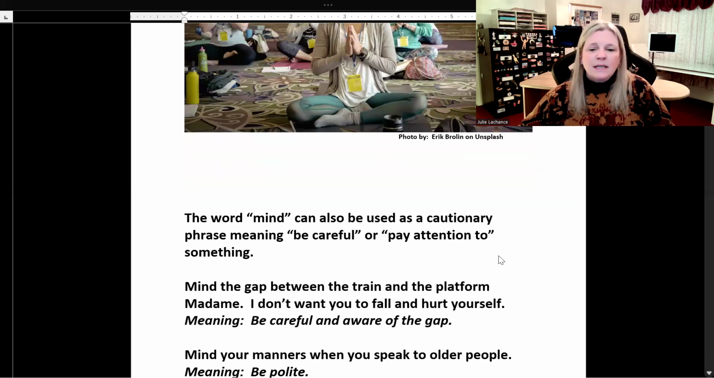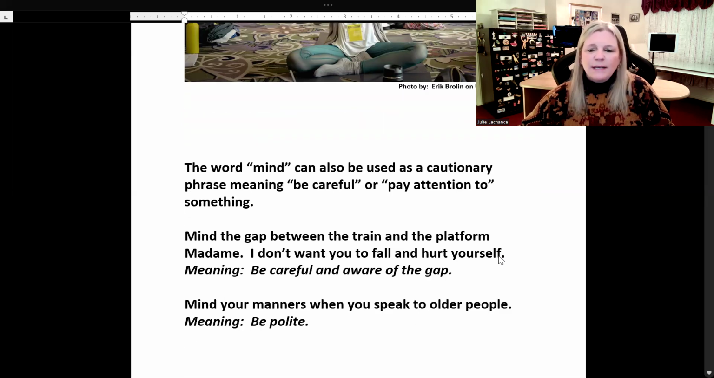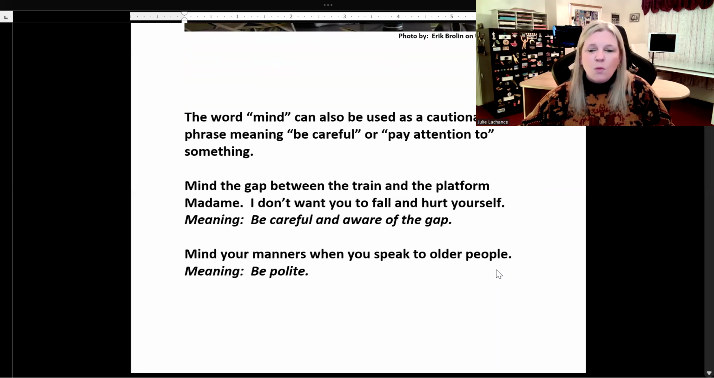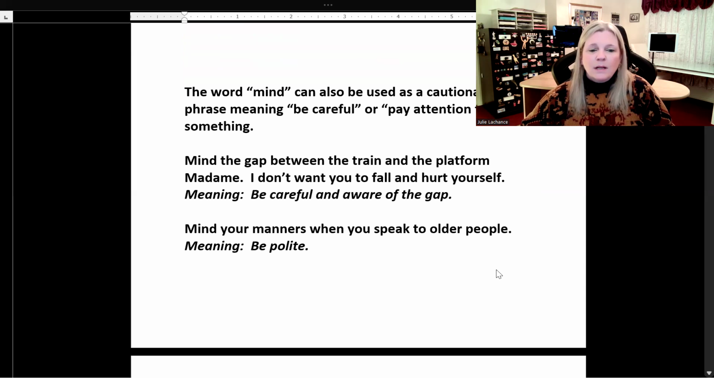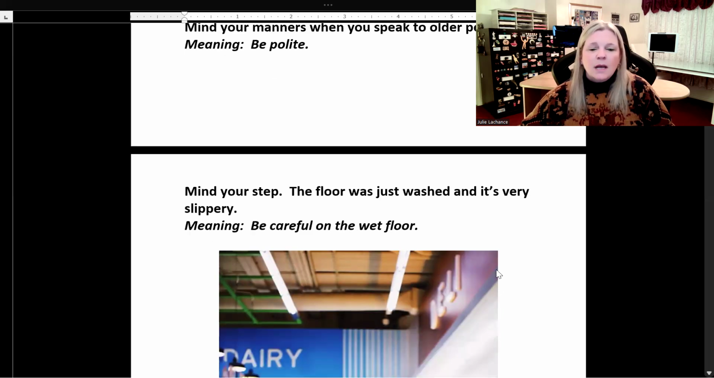The word mind can also be used as a cautionary phrase, meaning be careful or pay attention to something. Mind the gap between the train and the platform, madame. I don't want you to fall and hurt yourself, meaning be careful and aware of the gap. Mind your manners when you speak to older people, meaning be polite. Mind your step. The floor was just washed and it's very slippery, meaning be careful on the wet floor.